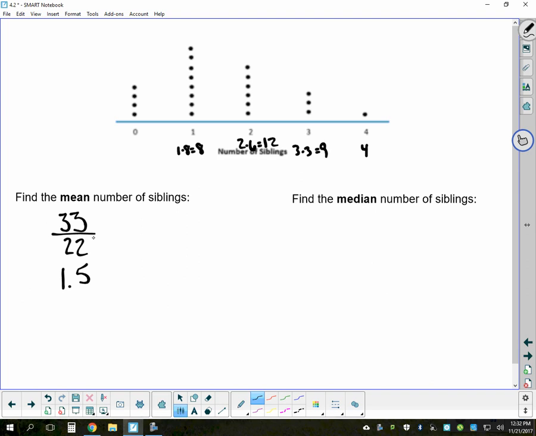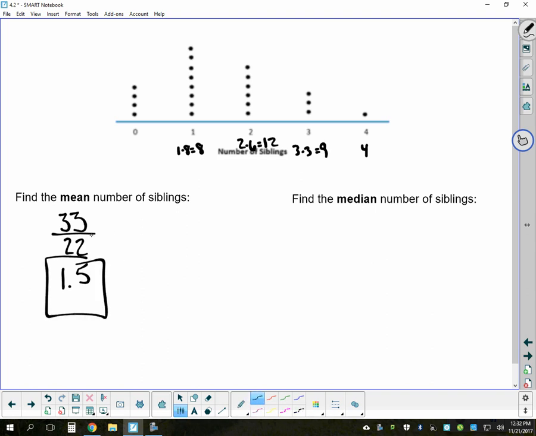So kind of a quick way to do it versus 2 plus 2 plus 2 plus 2, just a little multiplication. Adding up all the data points, we had 1 here, plus 3 is 4, plus 6 is 10, plus 8 is 18, plus the 4 more gives you 22. So the sum was 33, the number of data pieces you have are 22, divide that out and you get 1.5. So the mean number of siblings is 1.5.